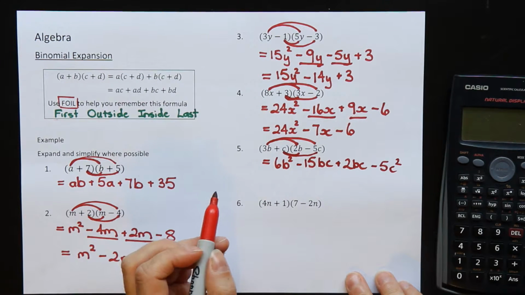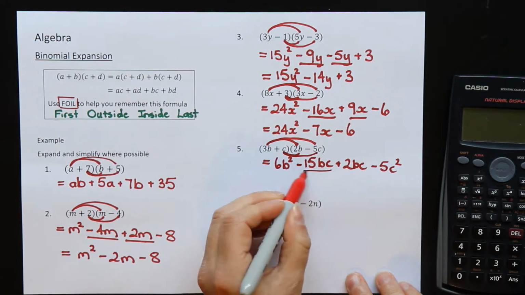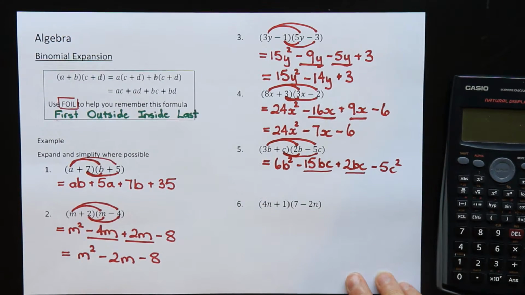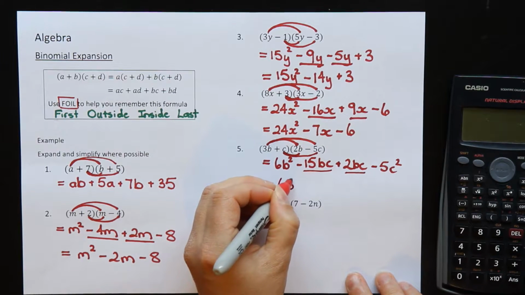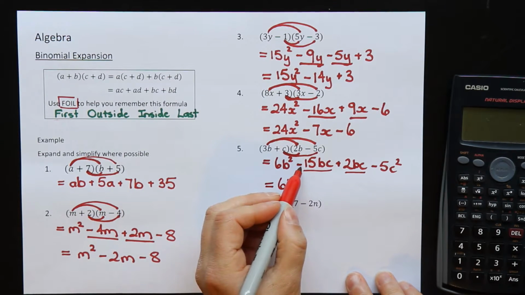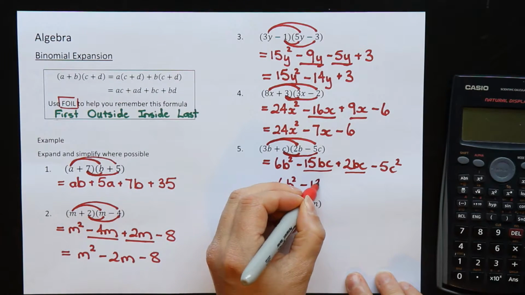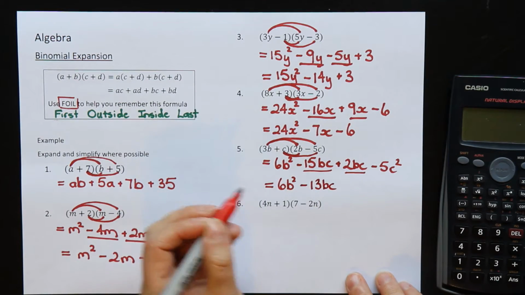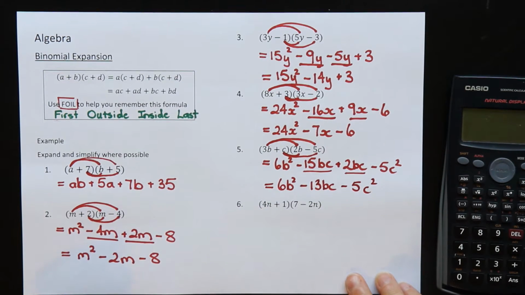Okay, have we got any like terms? BC, BC, they are like terms, the middle terms here. So, 6b squared is first. Minus 15 plus 2 is minus 13bc. And then a minus 5c squared at the end.